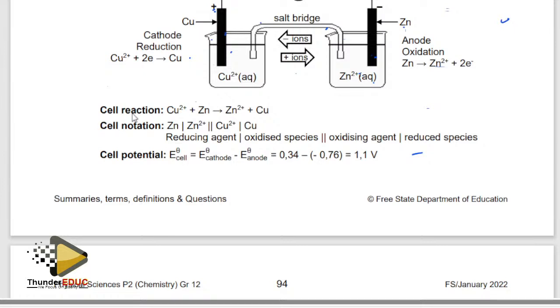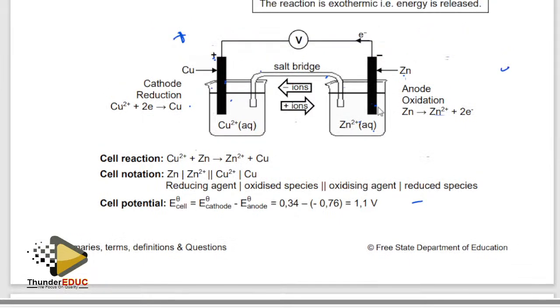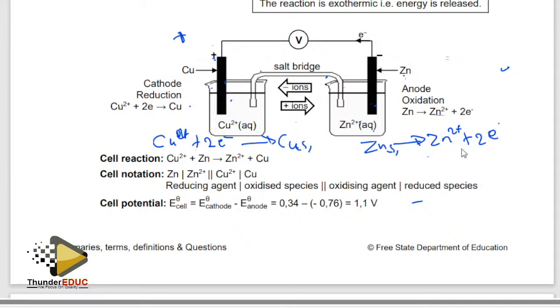So okay, now cell reaction. Basically, oxidation is happening here, isn't it? So basically I'm going to have zinc. The zinc is going to dissolve here. Zinc gives me zinc 2 ions plus 2 electrons. And then here I'm going to have copper 2 ions plus 2 electrons, then I get copper solid. These are half equations.